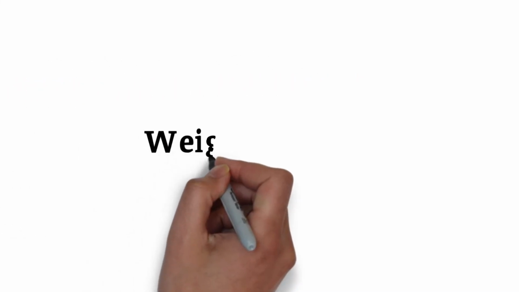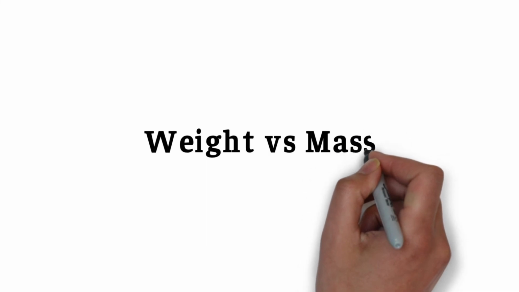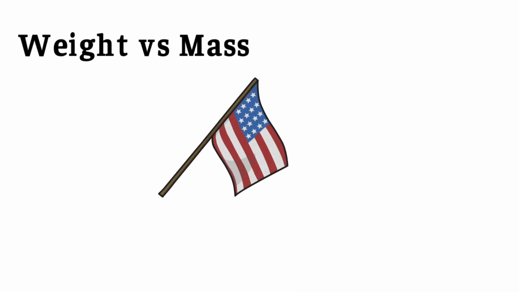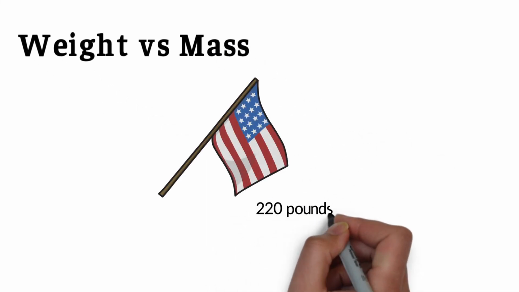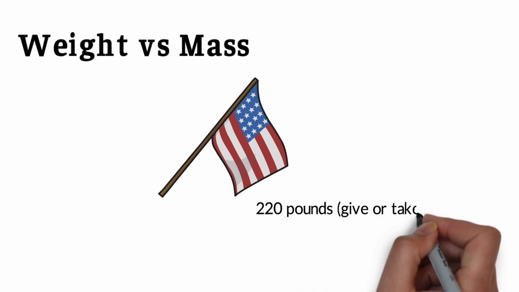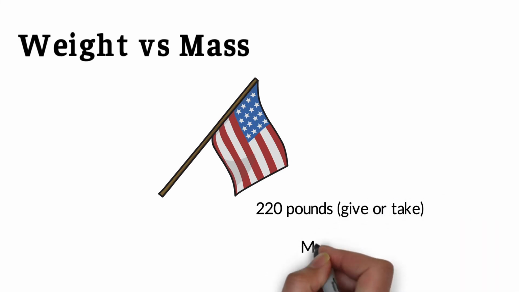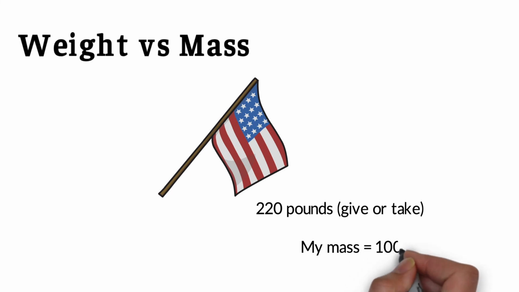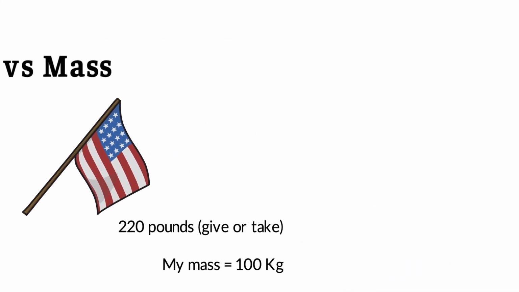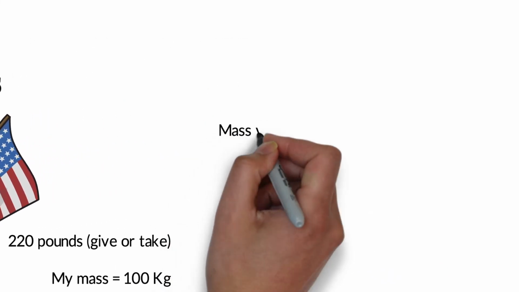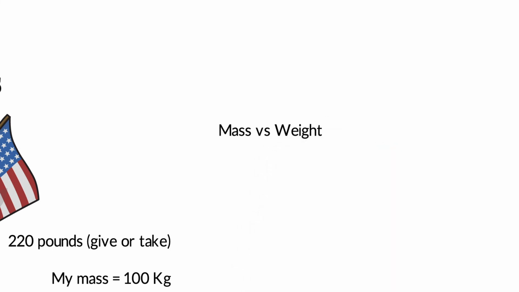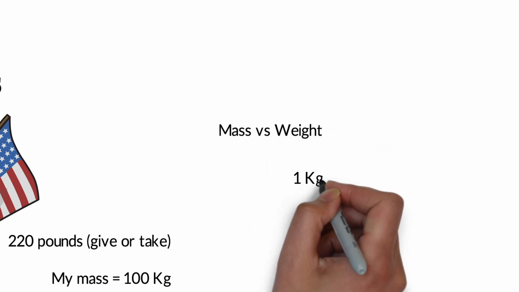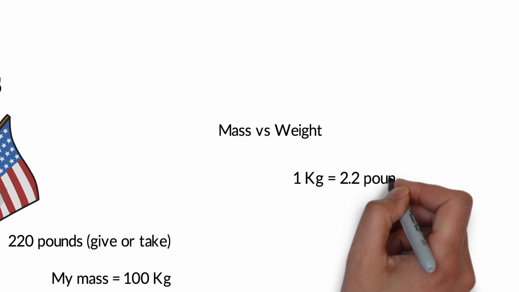So let's talk about the ideas of weight and mass. I live in America and people ask me how much I weigh. I'd say 220 pounds. Now, if someone were to calculate my mass, they would get 100 kilograms. So on Earth, I weigh 220 pounds. I have a mass of 100 kilograms. If we look at the correlation between mass and weight, we see that 1 kilogram is equal to 2.2 pounds.